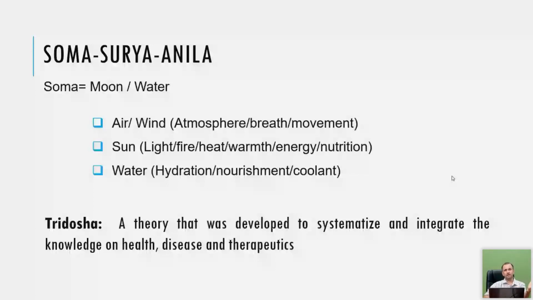So air or wind, that is atmosphere, breath, or movement. So this is how interlinking takes place. Sun, light, fire, heat, warmth, energy, nutrition, all this is linked with sun. Water, hydration, nourishment, coolant, all this is again related, right? So Tridosha is a theory that was developed to systematize and integrate the knowledge on health, disease, and therapeutics. So that is how Tridosha was evolved, and that was why the Tridosha theory was required.